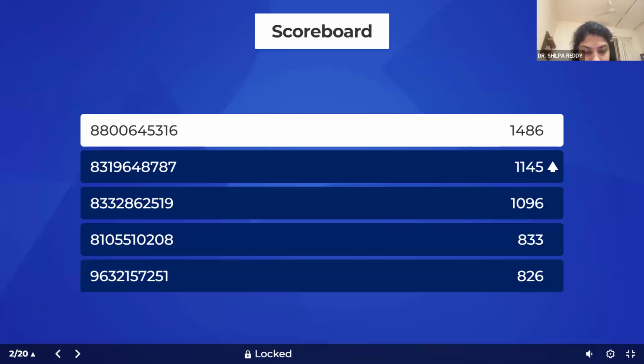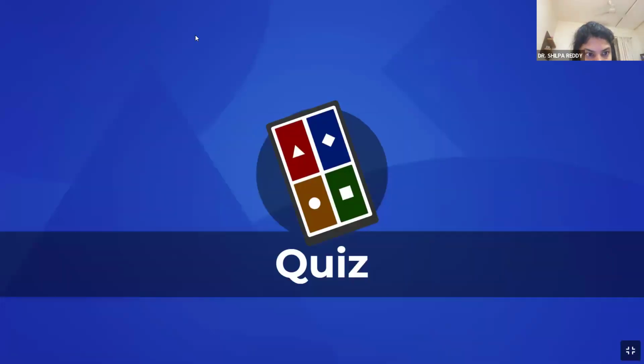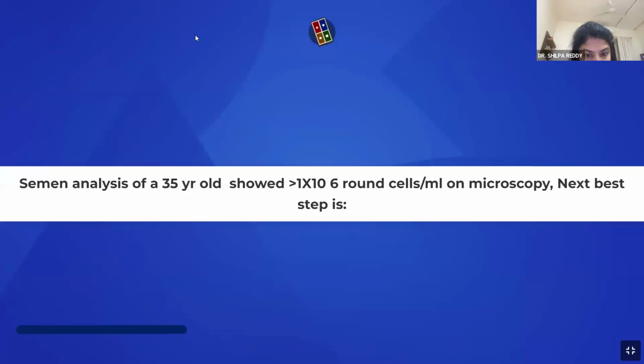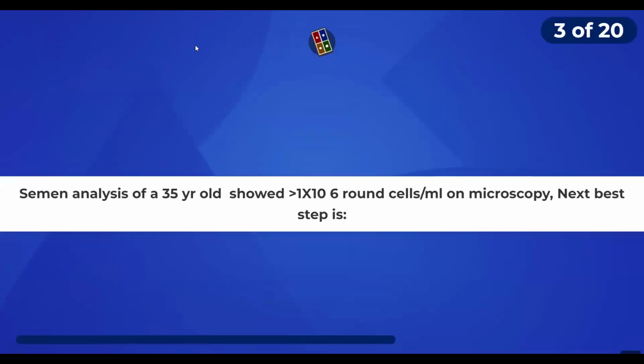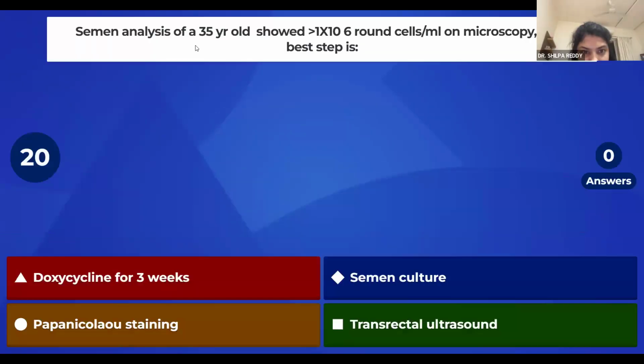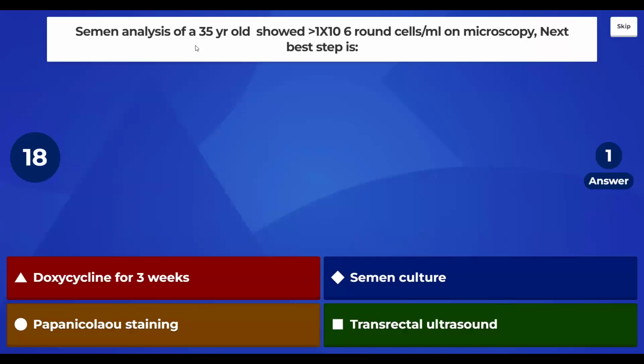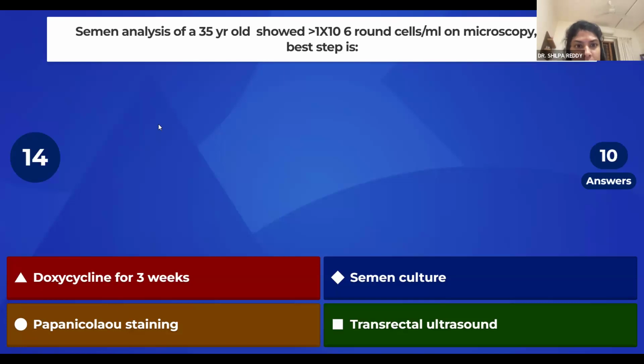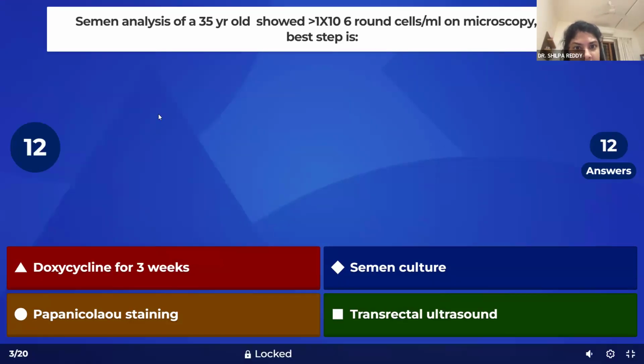Shivam, just a second. Next question. Can you just keep it on hold just for a second? After this question, I can hold. Yeah. Semen analysis of a 35-year-old shows more than 1 into 10 power 6 round cells per ml on microscopy. Next best step is?